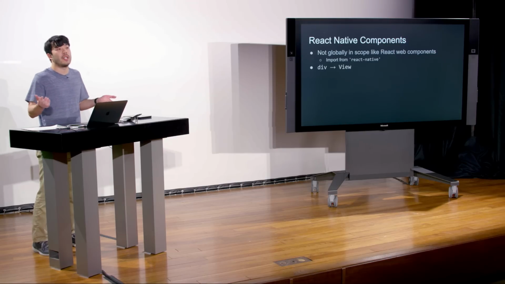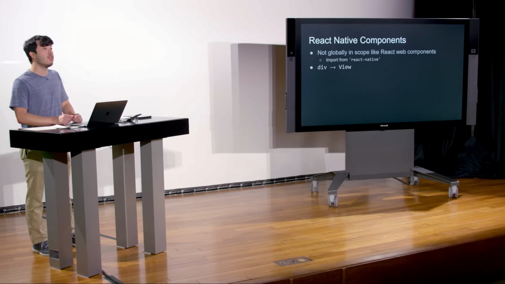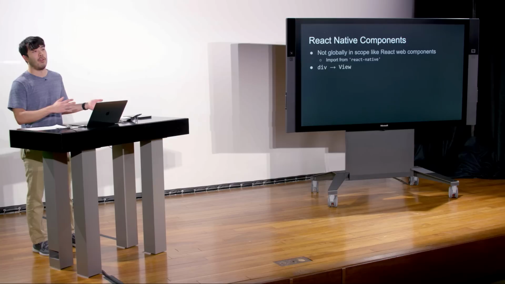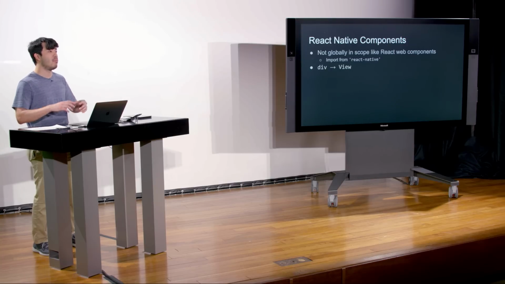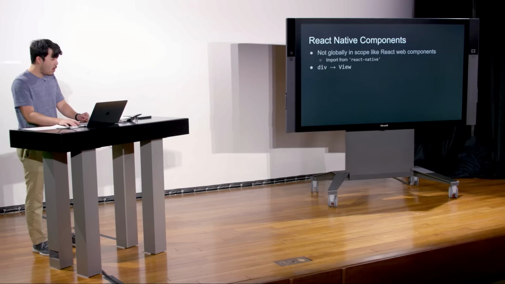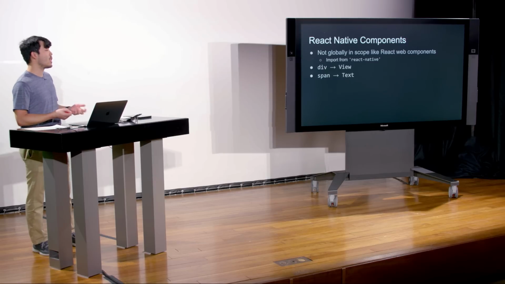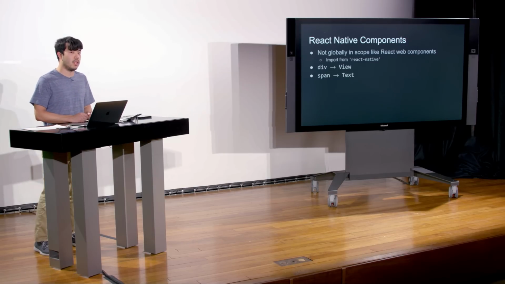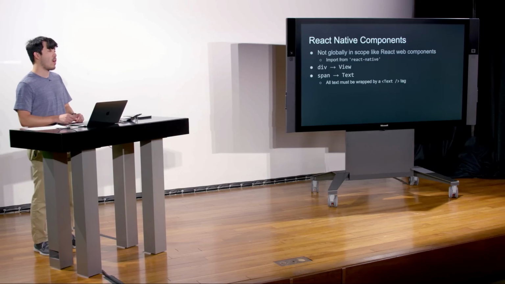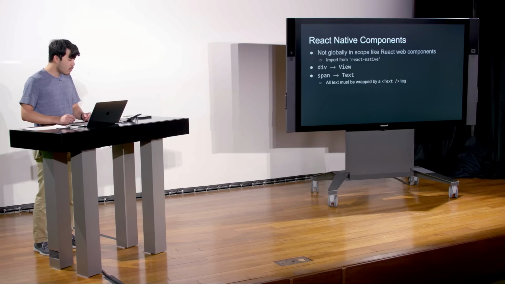And so divs no longer exist, and what we use instead are views. View with a capital V is basically a cross-platform, blank UI slate, so basically the same thing as a div. There's no such thing as span or p anymore, and so instead we use Text. What's unique in React Native is that all text actually must be wrapped by this Text tag.